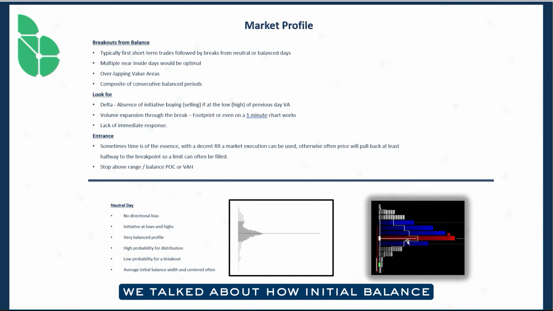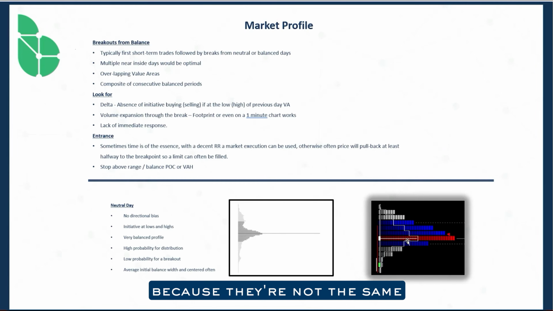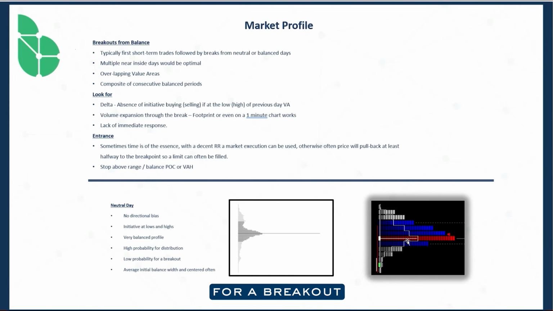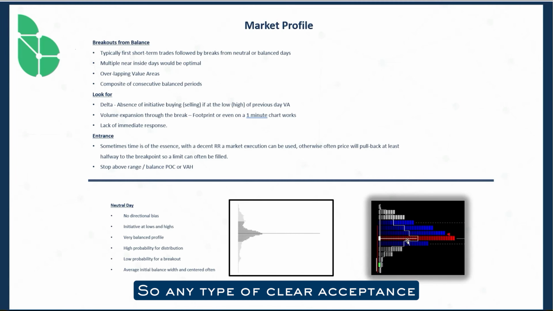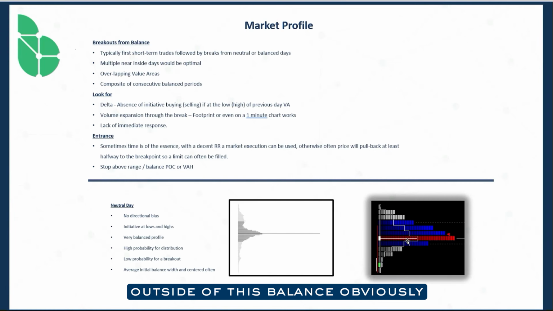Okay, this often has a pretty average size initial balance, and it's often pretty centered. But again, remember we talked about how initial balance is less applicable in crypto because there's not the same concept of a market open, right? Crypto being a 24-hour market. So the implications of a balanced day is that there's a low probability for a breakout. So any type of clear acceptance outside of this balance obviously is something that represents an actionable trade setup.